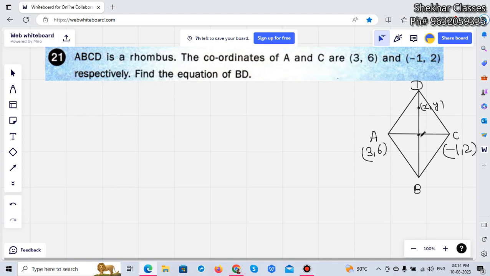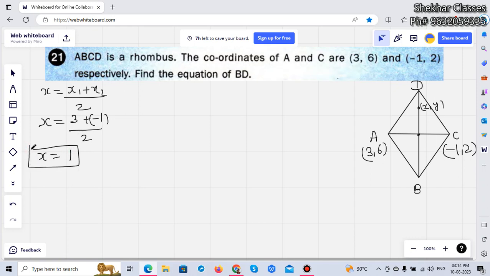First of all, we'll find the midpoint. So x is equal to (x1 plus x2) upon 2. This is x1, this is x2. So x will be equal to (3 plus -1) upon 2. So 3 minus 1 is 2, 2 upon 2 means 1. We got x as 1.